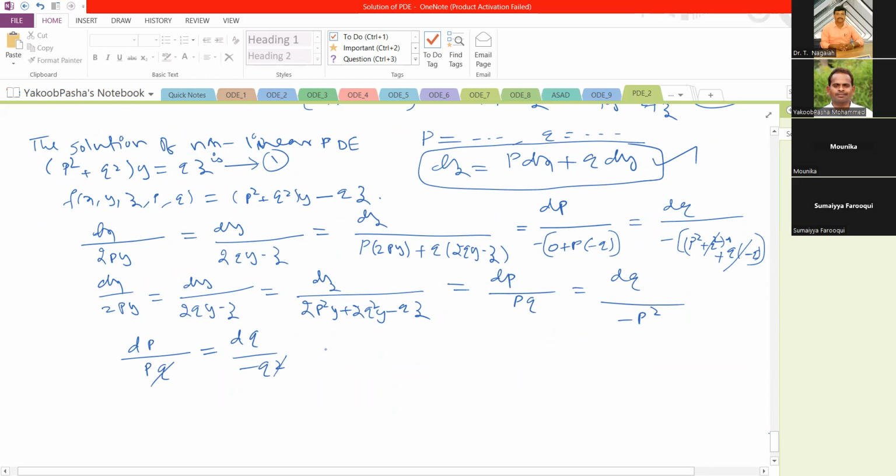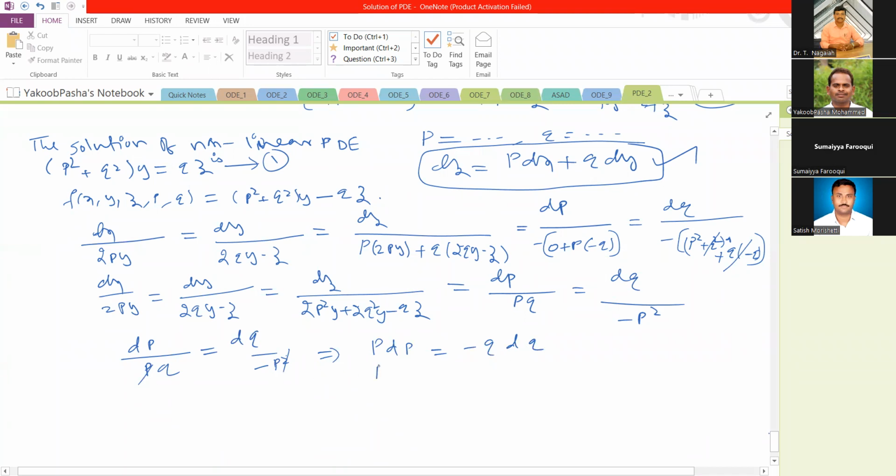It is p square, not q square. Okay, it is p square. So here, sorry, this is minus p square by q. So p is cancelling, and we get p into dp is equal to minus q into dq.